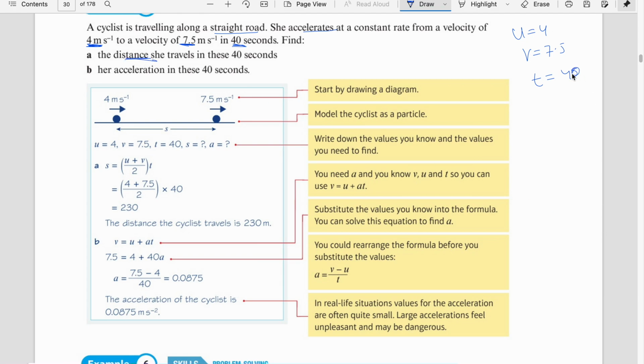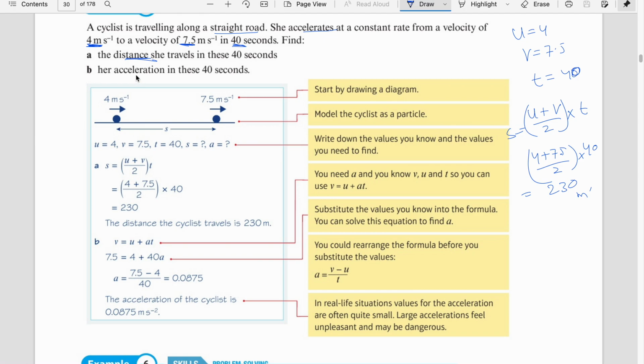So if we have a look at the formulas, we can see that the average velocity is initial velocity plus final velocity by 2, that is 4 plus 7.5 by 2, 11.5 by 2, and if you multiply the average velocity by time, you will get the displacement, and time is 40. So 230 meters is the distance covered.